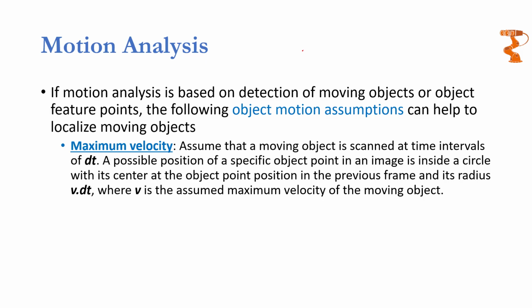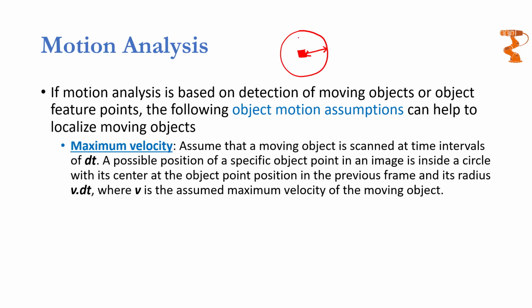This can further be illustrated by supposing that in one scene a certain object is present somewhere over here. Then in the next scan, this object, if it moves with its maximum velocity, can be somewhere in this circle. The radius of this circle is nothing but the distance traveled by the object in the time interval, and it can be easily figured out using the time interval multiplied with the maximum velocity of the object.